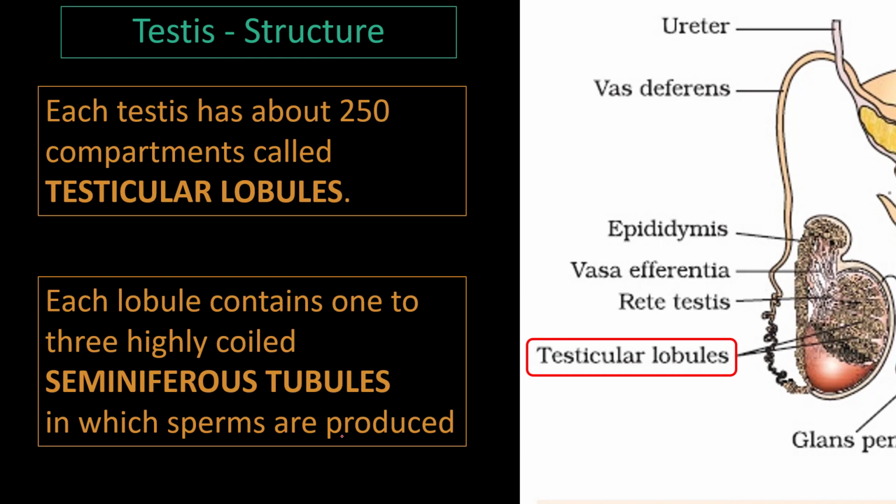Remember, each testis has around 250 compartments inside it, and these are called the testicular lobules, as you can see in this picture. Each testicular lobule contains around 1 to 3 highly coiled structures, and these are called the seminiferous tubules. These are not there in this picture, I'll show you in a minute. This seminiferous tubule is very important, as this is the site where the sperms are actually produced. So to make you understand, let me switch to a different picture.